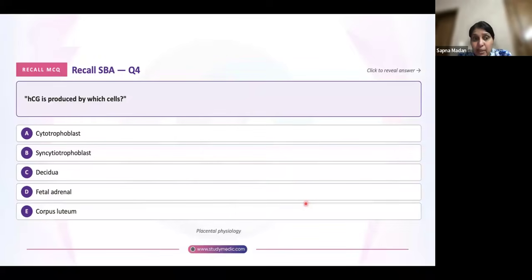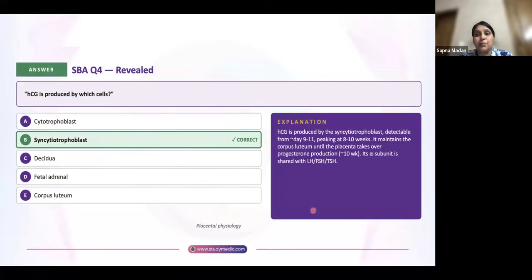HCG is produced by which cells? Is it the cytotrophoblast, syncytiotrophoblast, decidua, fetal adrenals, or the corpus luteum? It is the syncytiotrophoblast. It is detectable around day 9 to 11, peaks around 8 to 10 weeks, maintains the corpus luteum until the placenta takes over around 10 weeks of gestation, and it shares its alpha subunit with LH, FSH, and TSH.